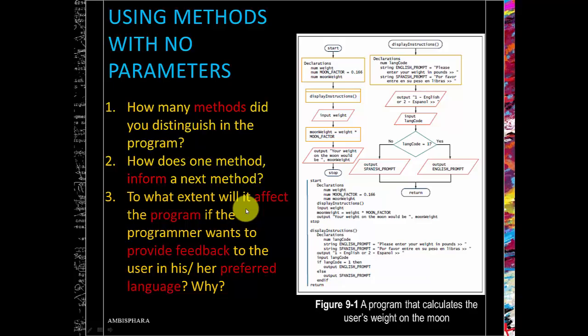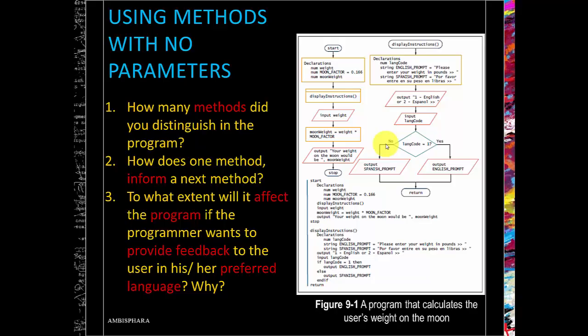So to what extent will it affect the program if the programmer, which is you, wants to provide feedback to the user in his or her preferred language? And why would you actually want to do this? Well, if you have a look at the mainline logic here, you can see that the output is your weight on the moon would be moon weight, but yet we're asking them if they are English or Spanish. Well, that's a bit silly. Then the output must also be in Spanish if they are Spanish, not only English.